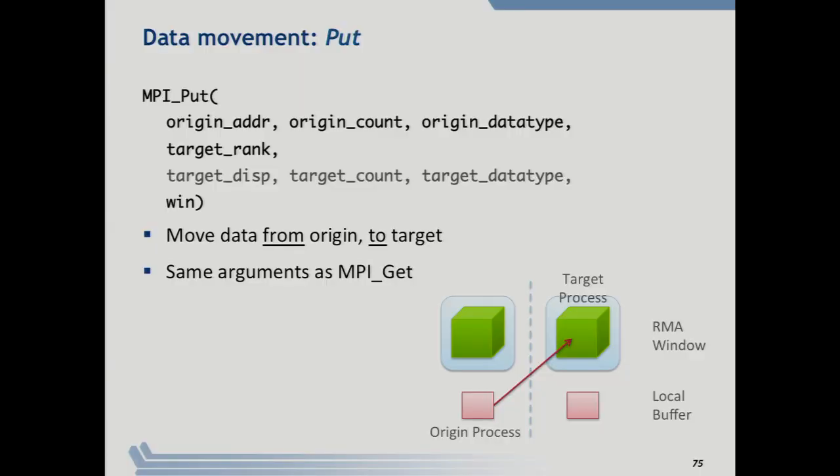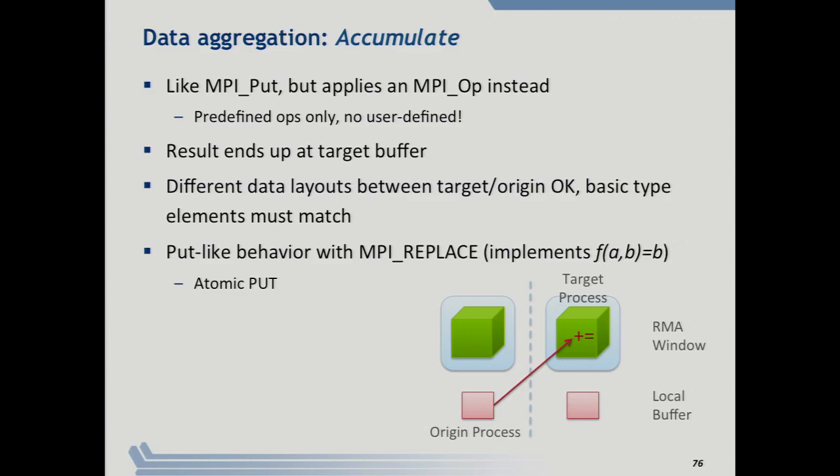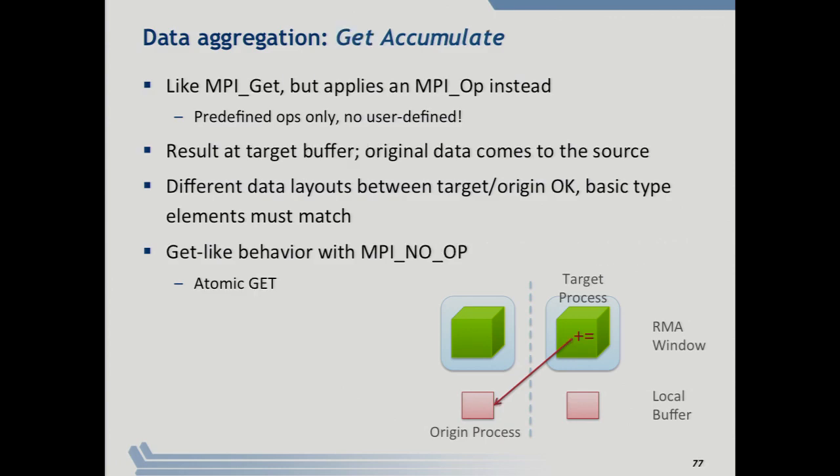Now, that means that the implementation may, in fact, have to send a description of that data type to the target process. But everything here is known at the origin and is described in terms of the origin. Oh, that's a very good question. Let's see, I'm going to finish here.